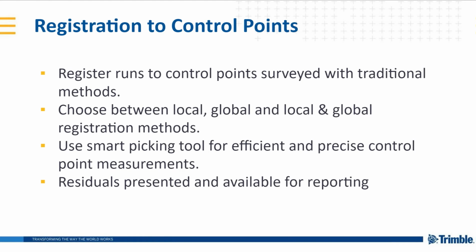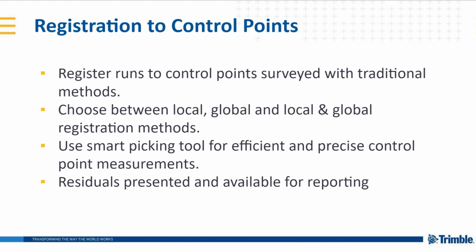So control points are typically surveyed with traditional methods. You bring them into TBC, and there are different things you can choose from. There is a local, global, or a local and global registration approach. Dependent on whether you get a global offset that you want to correct for, or whether you have just a certain specific area of your project, maybe an urban area where this local control is required, you can choose from different ways to register your data.